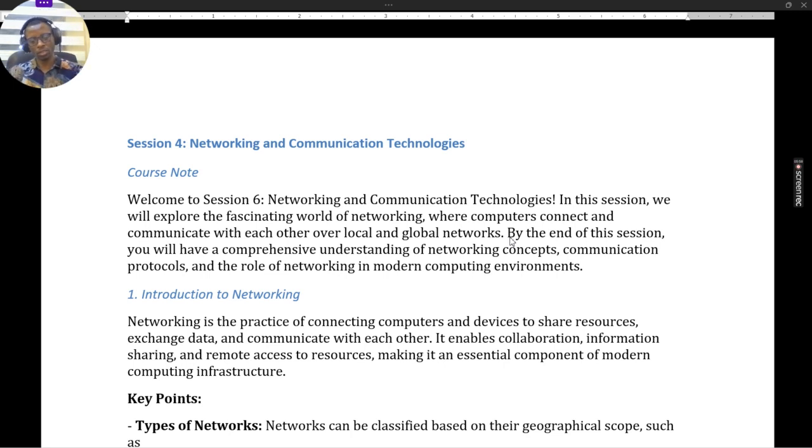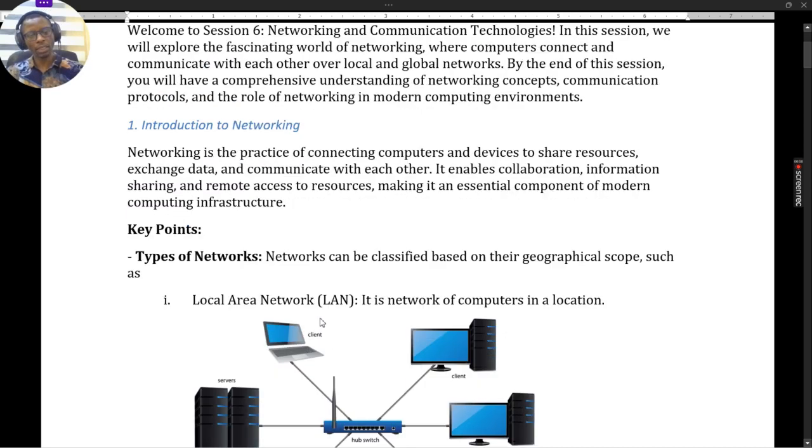Also, one other thing is that networking is an essential component of modern computing infrastructure. So, let's just quickly look at the key points when it comes to networking.